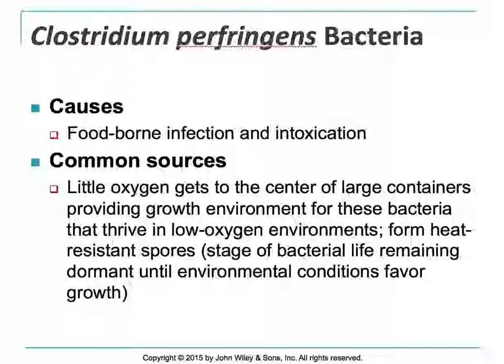Clostridium perfringens bacteria causes foodborne infection and intoxication. Common sources: little oxygen gets to the center of large containers, providing growth environment for these bacteria that thrive in low oxygen environments. They form heat-resistant spores in the stage of bacterial life, remaining dormant until environmental conditions favor growth.